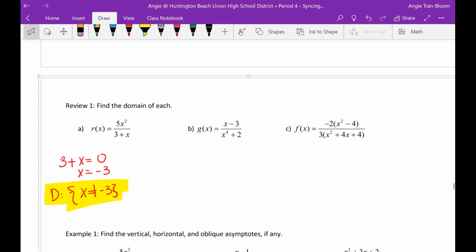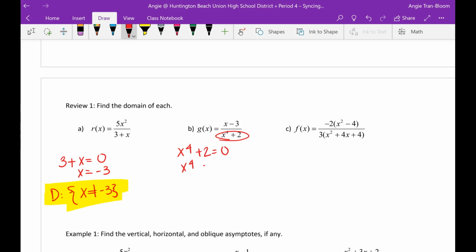Number 2, again, I would take the denominator and set it equal to 0. I will try to solve for x. What's going to happen is I will now attempt to take the fourth root on both sides. The problem is this: I have a negative under a square root or a fourth root or a sixth root. That is not possible, okay? So since I do not have any number to exclude, the domain of this is all reals.